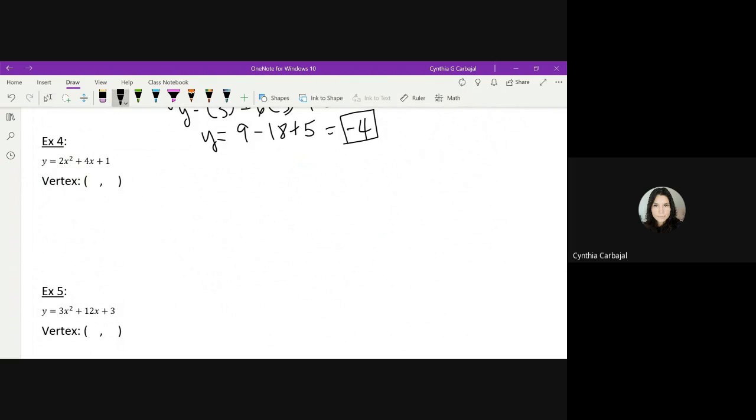We're going to find the x value. So a is 2, b is 4.